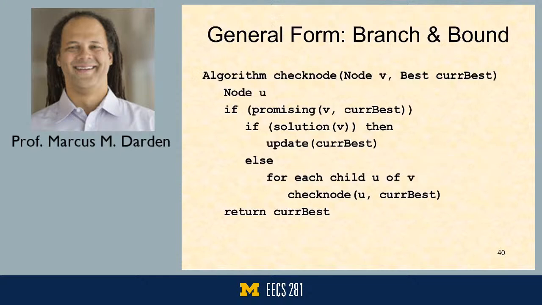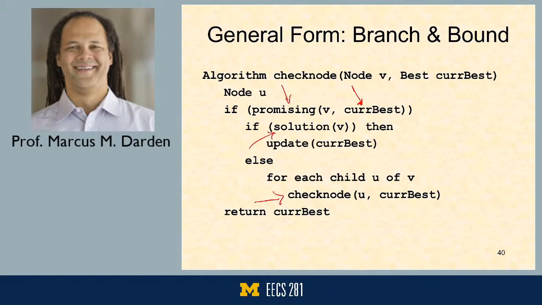So here's my general form of branch and bound. It's going to look pretty similar to what we've seen before. I've got the three things that I had before. I've got promising, I've got a solution check, and I've got some iterated solution extension there. As I said, branch and bound is just backtracking with an additional constraint. And we see now we've got a conditional, the additional constraint is represented by me passing the current best, or making the current best available to the promising function.